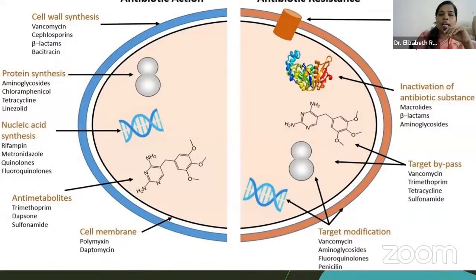We all know that antimicrobial agents kill microorganisms by cell wall synthesis inhibition, like vancomycin, cephalosporin, other beta-lactam antibiotics, and bacitracin, or else by inhibiting protein synthesis or nucleic acid synthesis. In such ways, antimicrobial agents act on the pathogen to kill it. But pathogens are developing various ways to escape the activity of antimicrobial agents, developing antimicrobial resistance against drugs. So that's a major problem we are facing nowadays.